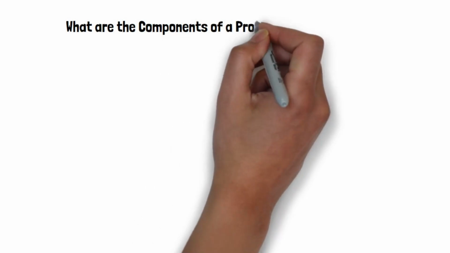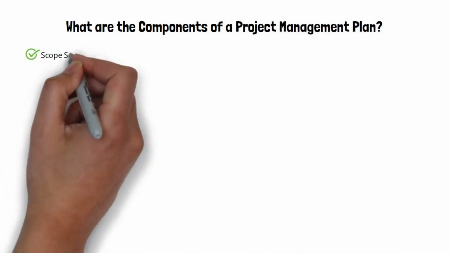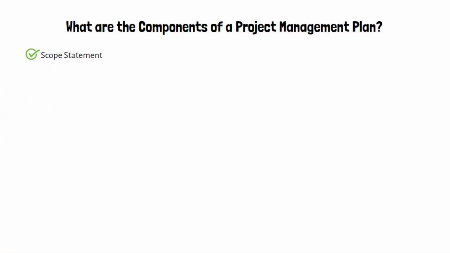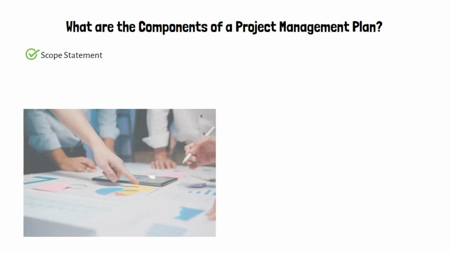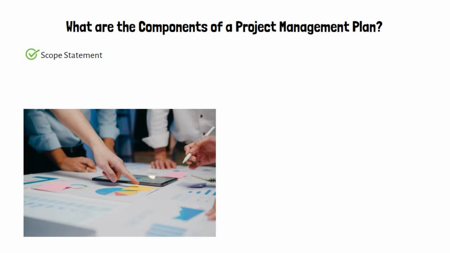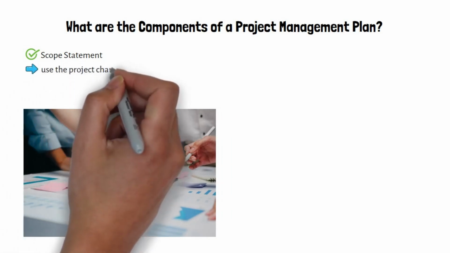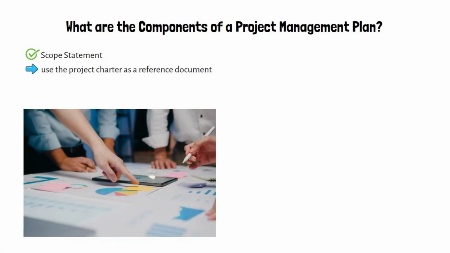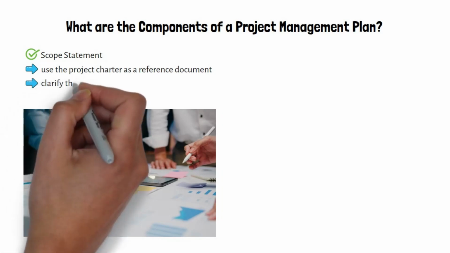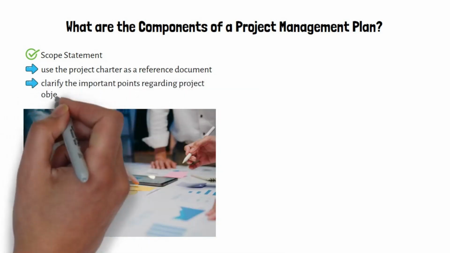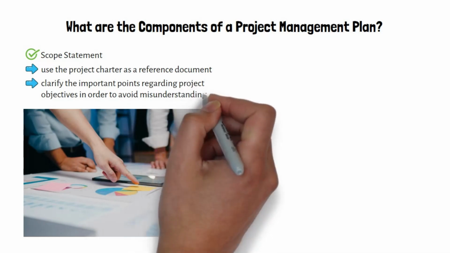What are the components of a project management plan? Scope statement. Scope statement is the beginning section of the project management plan in which you explain what the project includes. You can use the project charter as a reference document while writing the scope statement. You need to clarify the important points regarding project objectives in order to avoid misunderstandings.